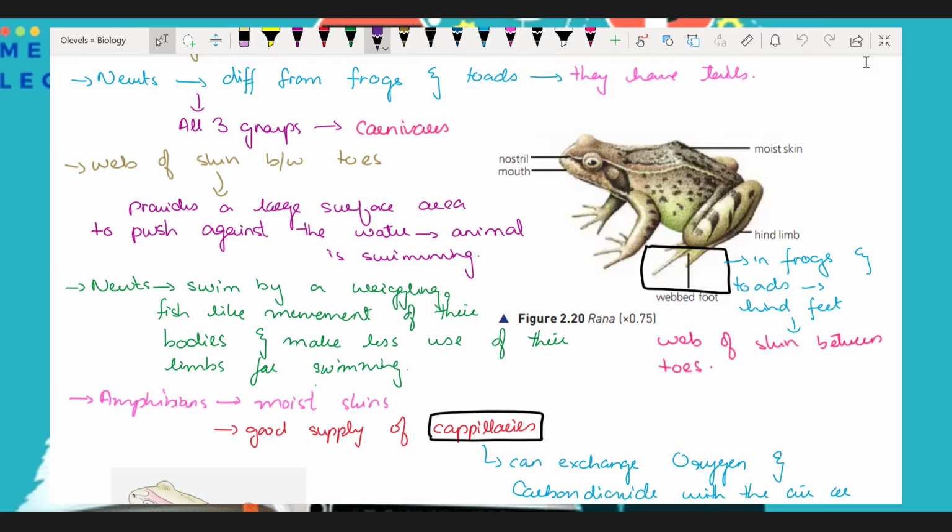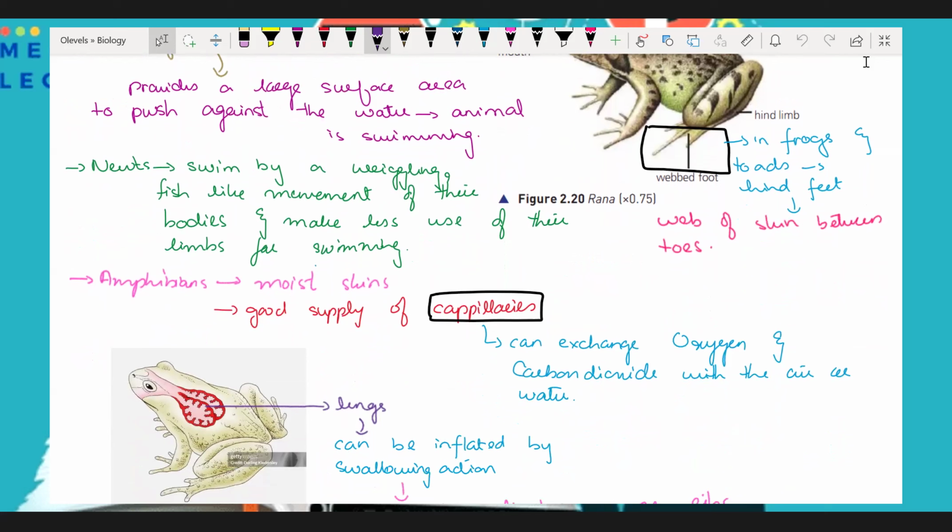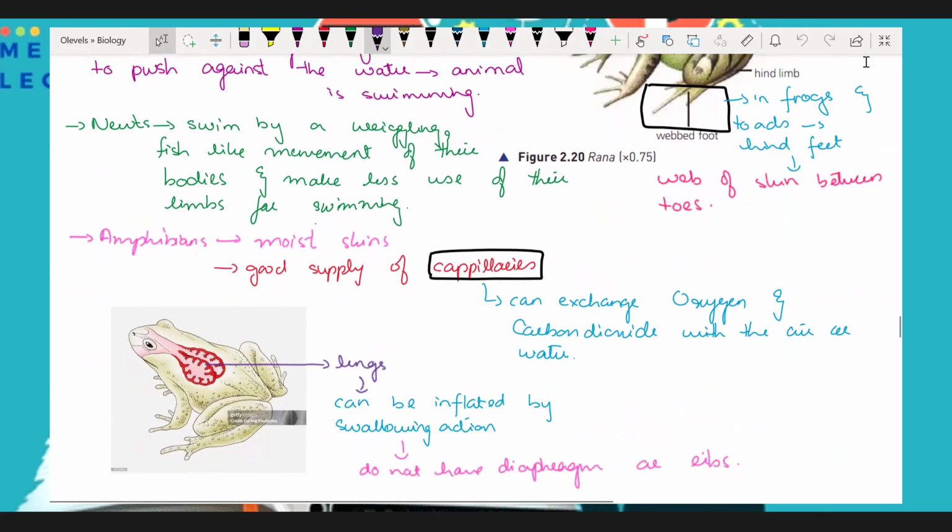If we talk about the newts, they swim by a wriggling, fish-like movement of their bodies and make less use of their limbs for swimming. And amphibian skin is moist, and they have a very good supply of capillaries, and these capillaries can actually exchange oxygen and carbon dioxide with the air and water.